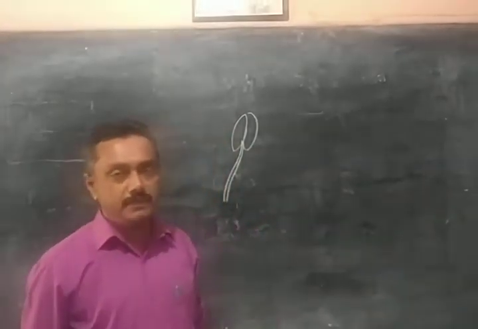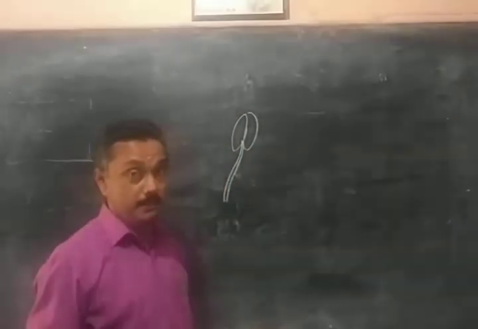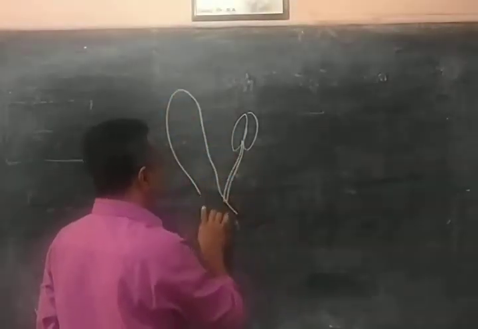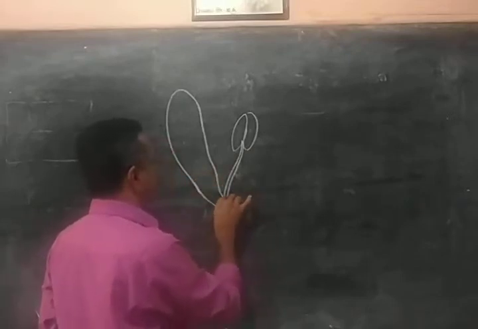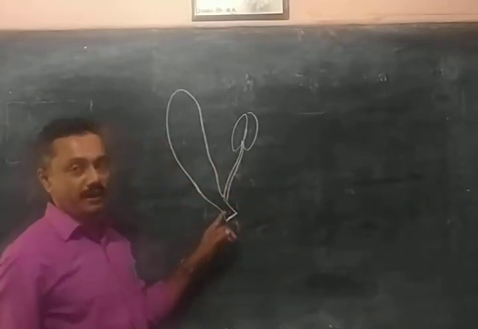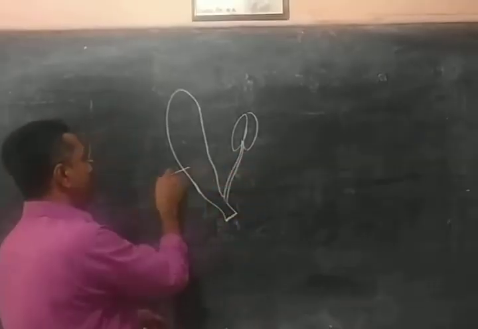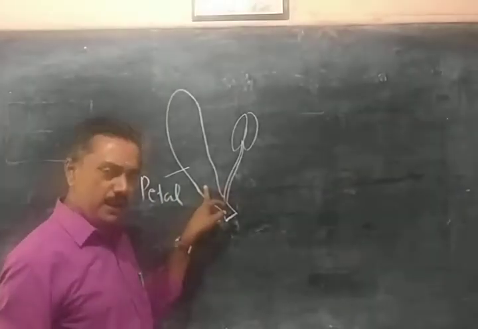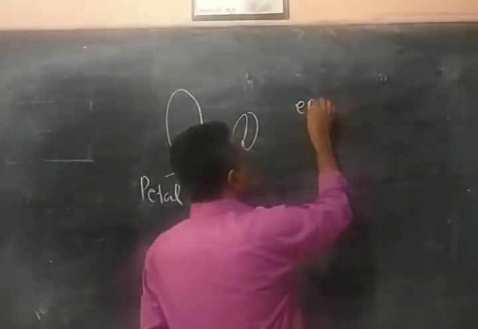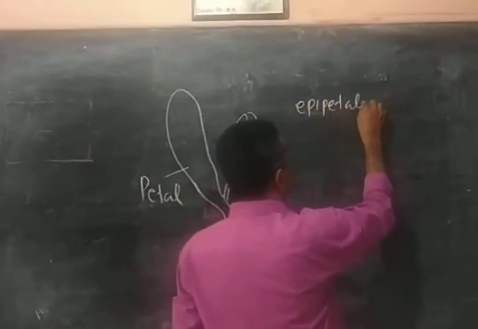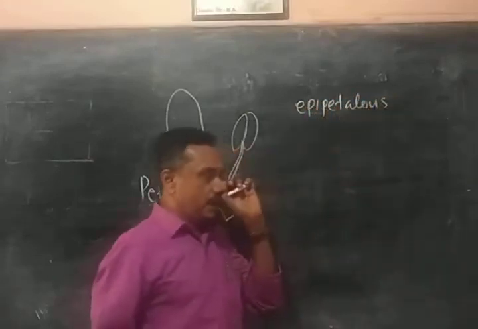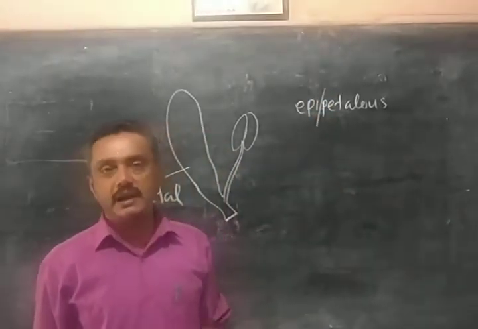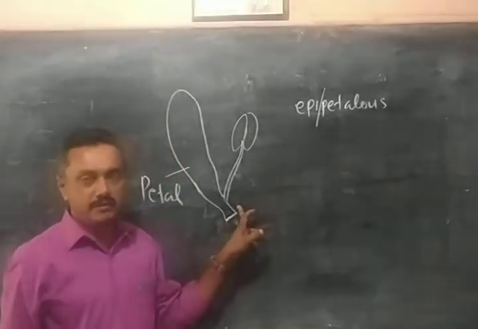And in the androecium, in many plants, stamens are attached above the petals. See, stamens are attached above the petals. Petals and stamens are joined. This is the petal and this is the stamen, and stamens are attached above the petals in many flowers. Such a condition is called the epipetalous condition. Epi means above. If the stamens are attached above the petals, that condition is called epipetalous condition.